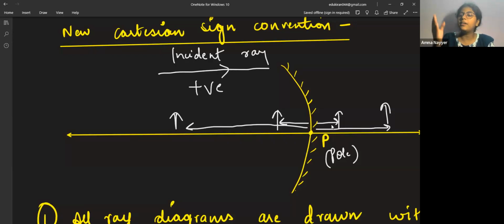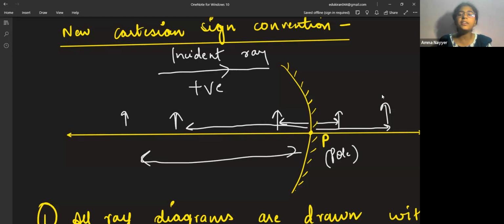Also, if you have kept an object and you are calculating, from where will you calculate? If I have kept an object over here, which distance should I take? So again, the reference is the pole. Start moving from the pole, this much distance will be taken. Even if another object or any other thing is kept here, you take it from the pole. This is the reference.